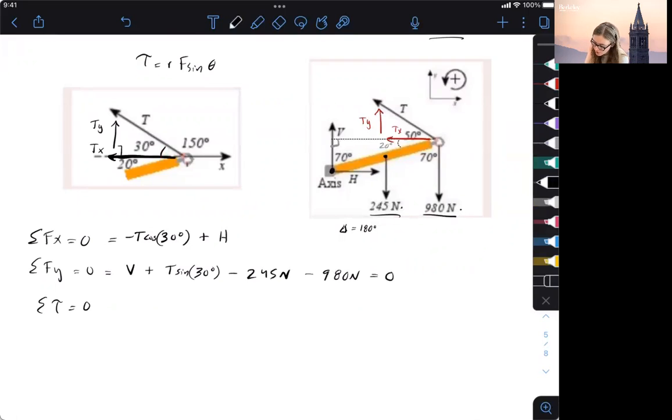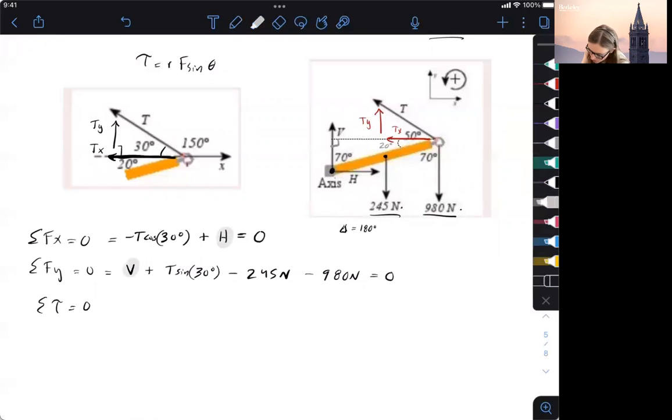Okay, so now I notice that I have two expressions. What am I trying to find in this case? I'm trying to find my H and my V, but I don't know the tension. So I still need to find the tension. I have two equations, three unknowns. So let's get another equation. We're going to use the torque equation to find the last pieces here.